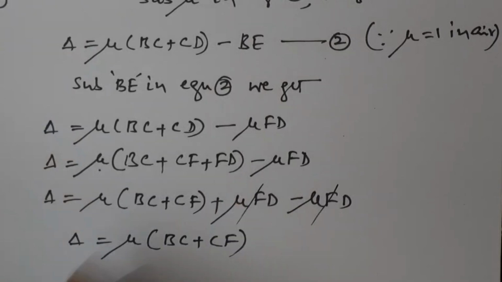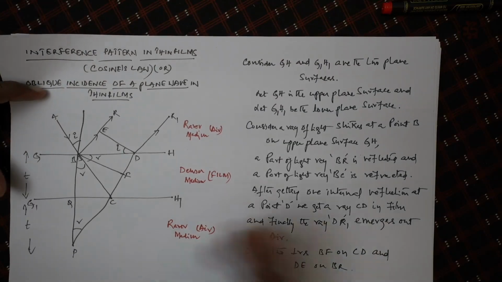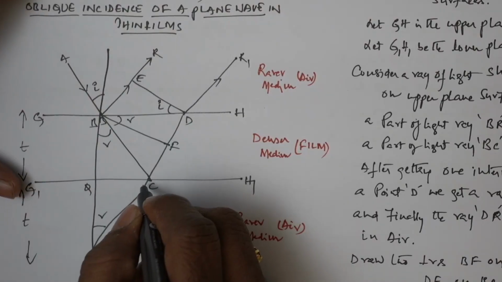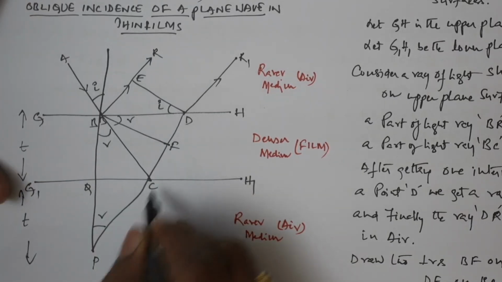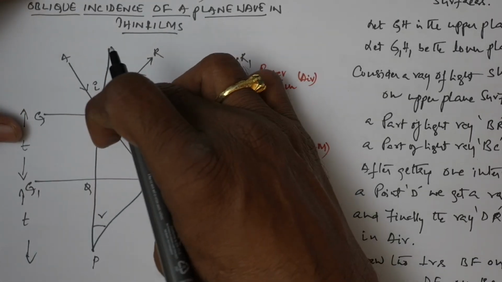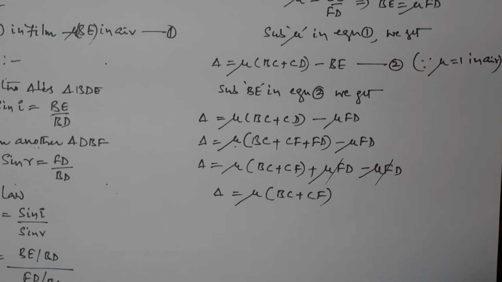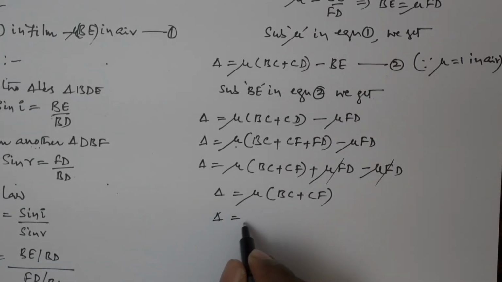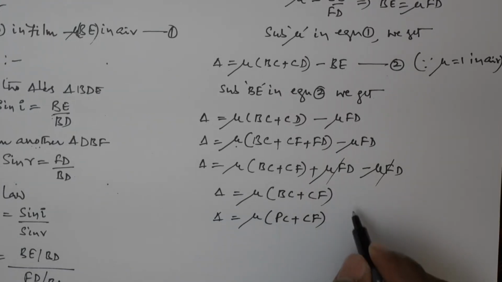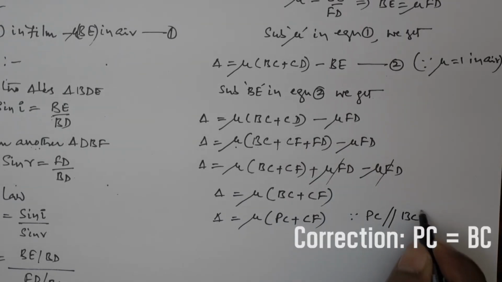Coming to the diagram again, observe carefully from C to F. In BC plus CF, the distance from B to C is the same as the distance from P to C. So according to the properties of triangles, here BC is parallel to PC. Therefore I can write PC instead of BC here. Therefore delta is equal to mu into PC plus CF, since PC is parallel to BC, that is a property of triangles.